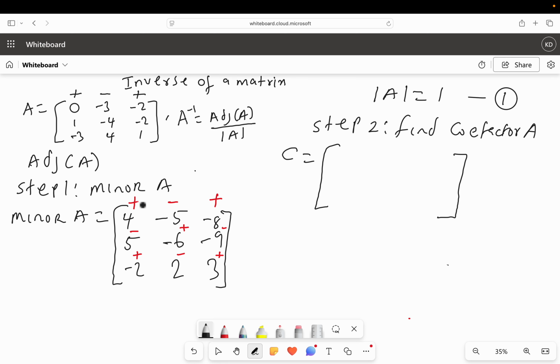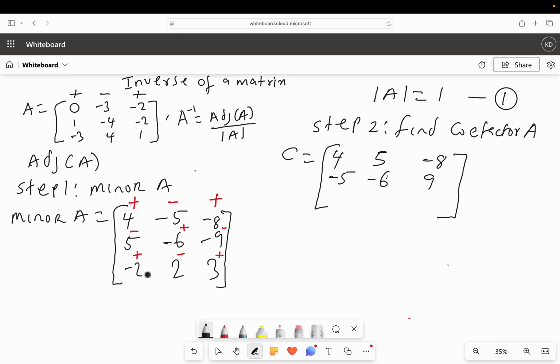So now you can see 4 is positive already, so I will just have 4. Minus 5 is negative, so minus, I will have positive 5. Then minus 8 is positive, so I will just have minus 8. So here, going to the second row, I have plus 5, which is negative, so it will be minus 5. Then minus 6 is positive, so positive, negative is negative, so I will have minus 6. Then minus 9 is negative, so negative, negative will be positive, so I will have 9.